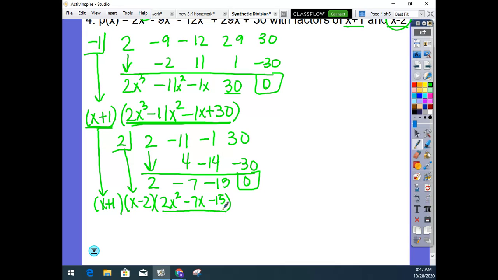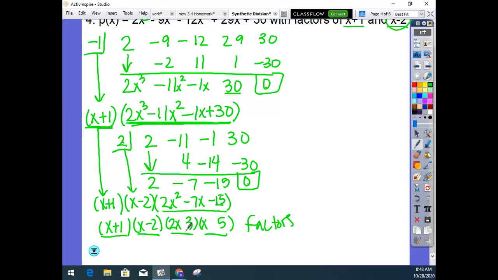Now I'm ready to factor the quadratic. So you had to do this process twice because we started with x to the fourth. And x to the fourth means I'm going to have 4 factors. How do I get 2x squared? This is a leading coefficient not equal to one. This is where you could use those boxes. 2x and x. What multiplies to make 15?